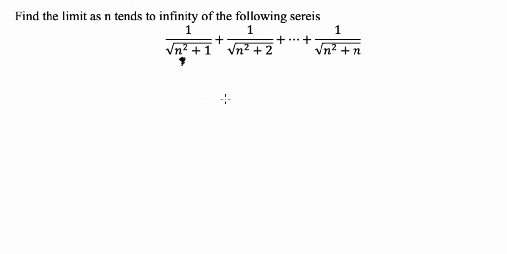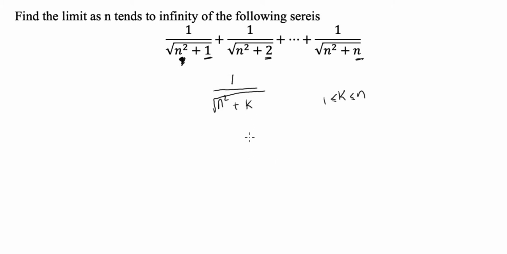Okay, so we can observe that the general term of this series is 1 over n squared plus k, and we know that k just varies between 1 and n. So a general term for this series is 1 over n squared plus something, and that something varies between 1 and goes all the way up to n. So what we can do now is bound this general term.